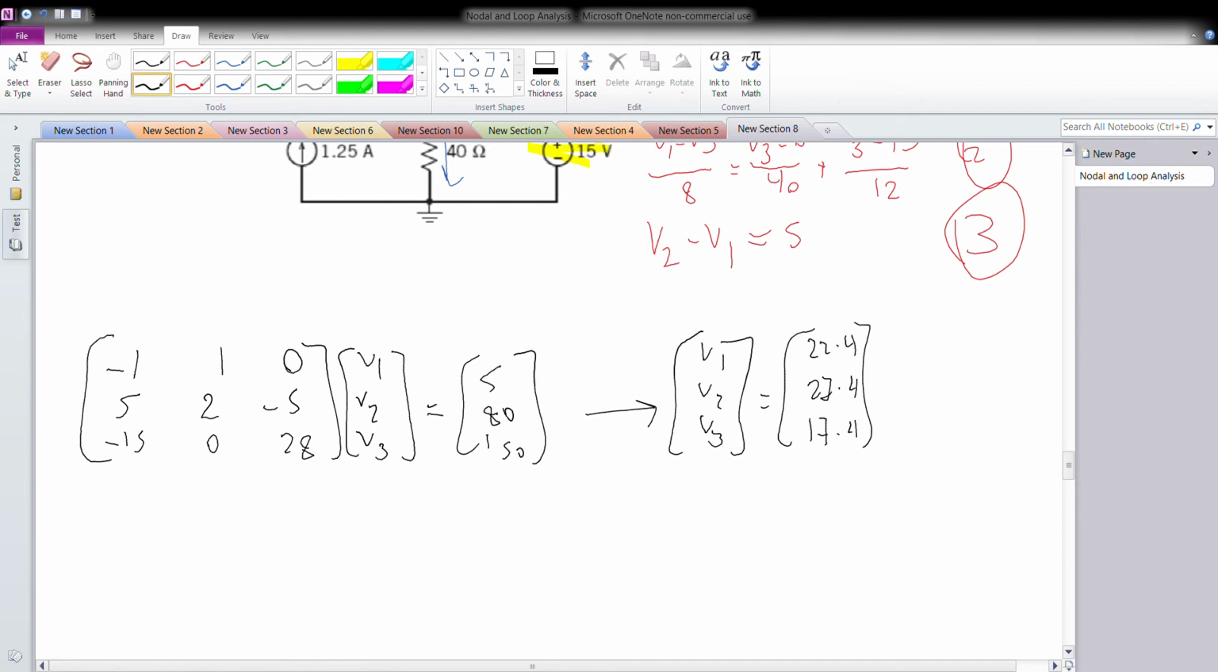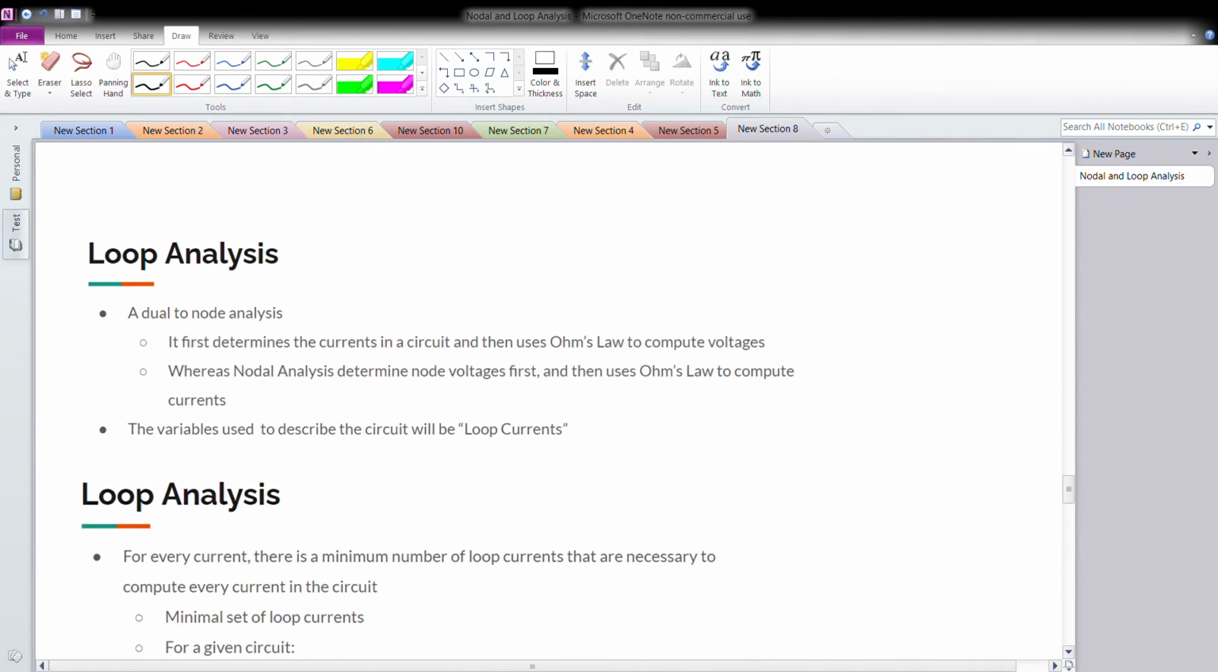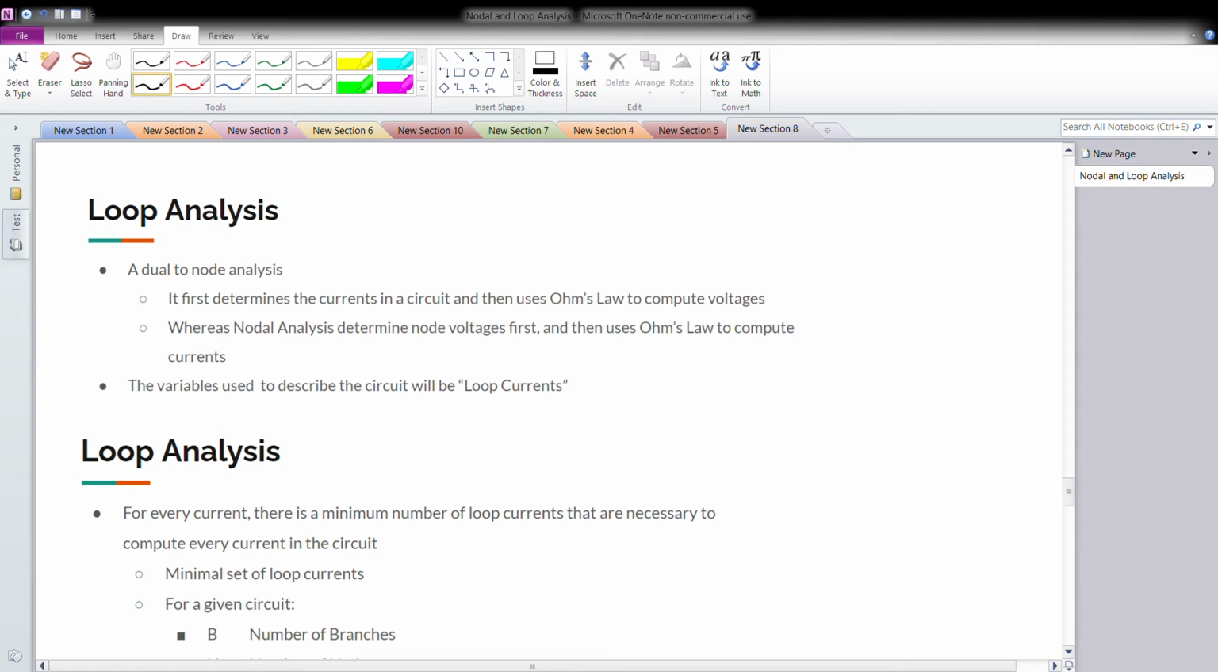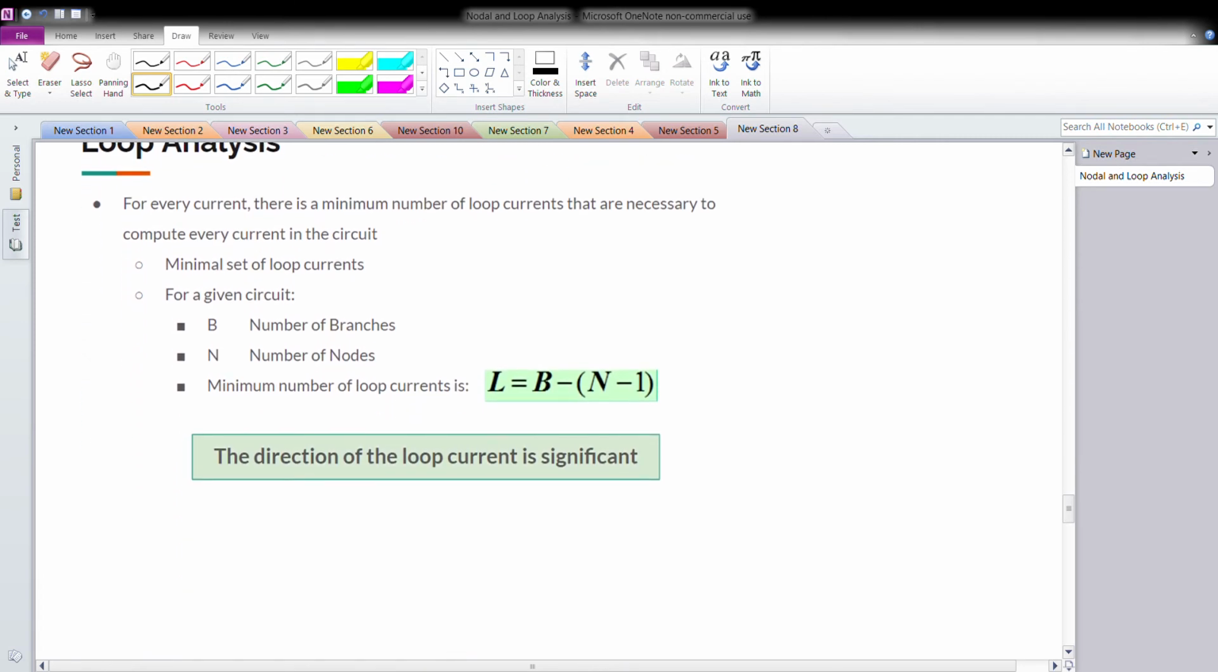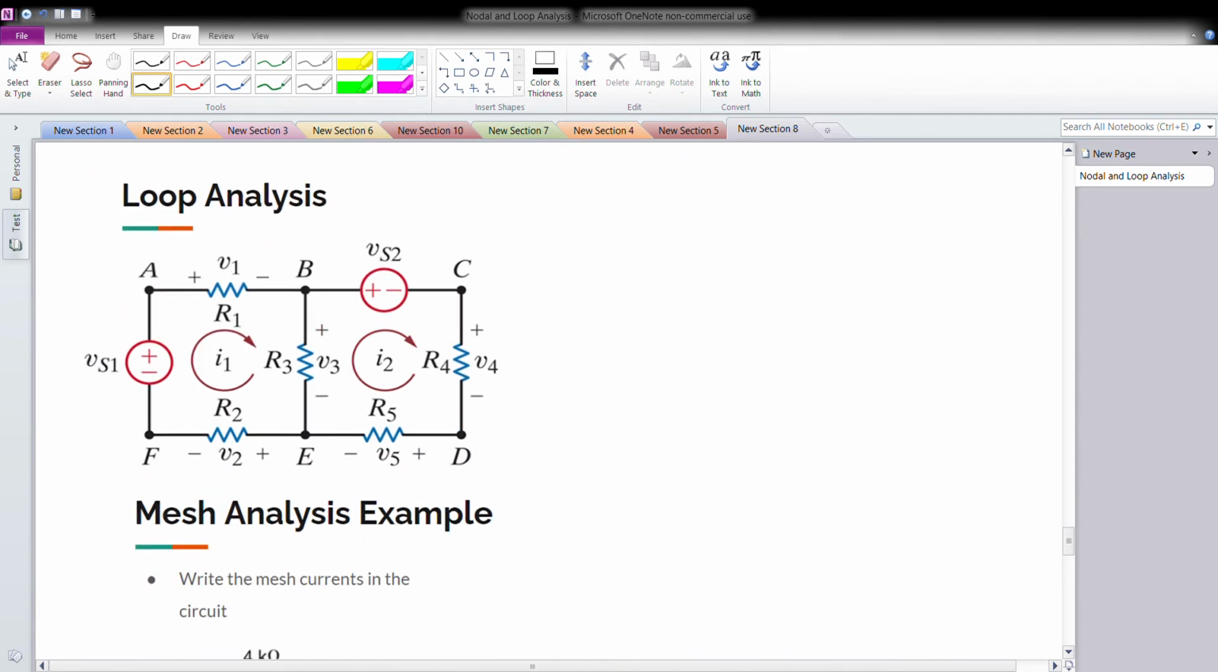KVL is almost the same thing, with similar scenarios. It's just that instead of applying it at nodes, we apply it in loops, and instead of solving for nodal voltages, we're trying to solve for loop currents. So let's go ahead and look at that. Loop analysis is a dual to nodal analysis, as I just mentioned. It's very similar. It's just solving for loop currents instead of nodal voltages. So that's what you're trying to do here.